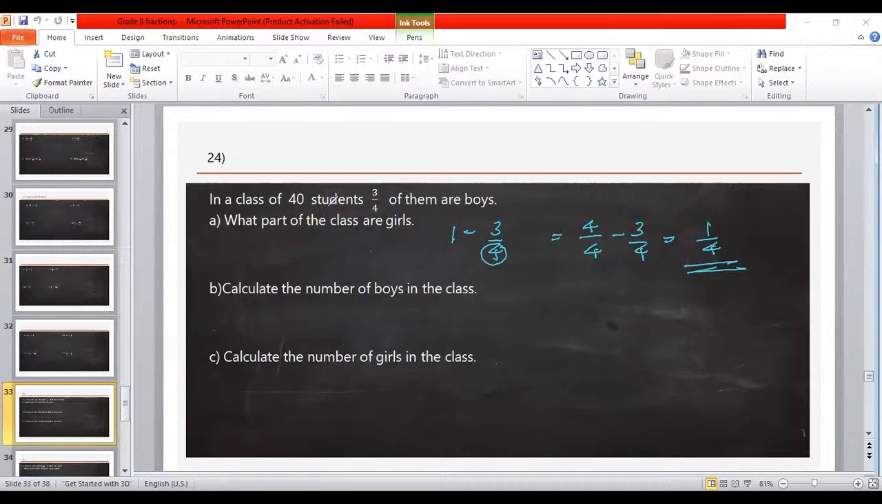Calculate the number of boys in the class. In a class of 40 students, 3/4 of them are boys. Then we can write boys equals 40 into 3/4. 3/4 of them are boys. So how many fours? 1. How many fours? 10. 10 times 3, 30 boys. Right. Calculate the number of girls in the class.